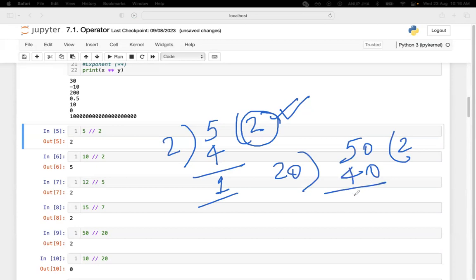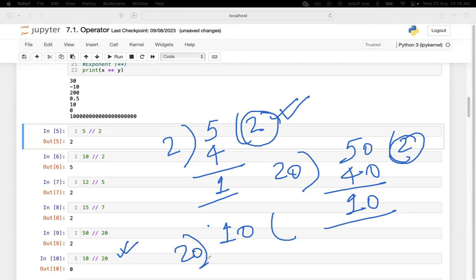I'm getting this. So this is the value. Now, let's take this. Why am I getting 0 here? Because if you divide 10 by 20, will you be able to divide 20 by 10? No, you are not able to divide. So we are getting nothing here. That's why 0 is coming here.